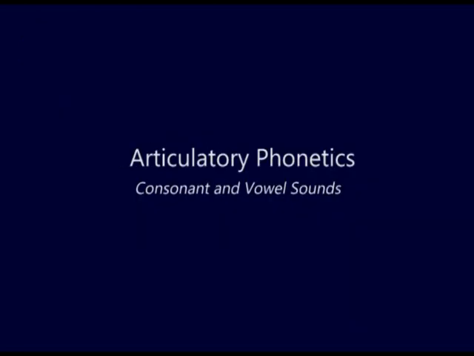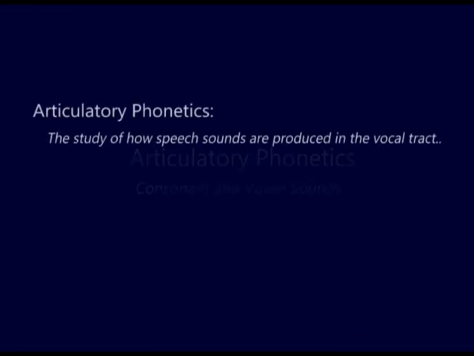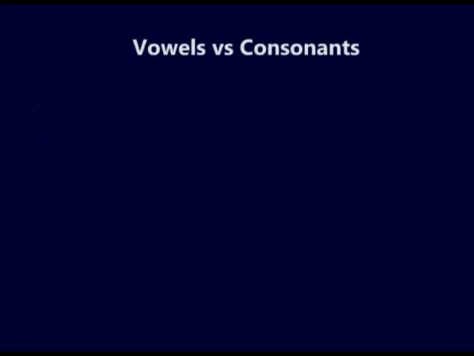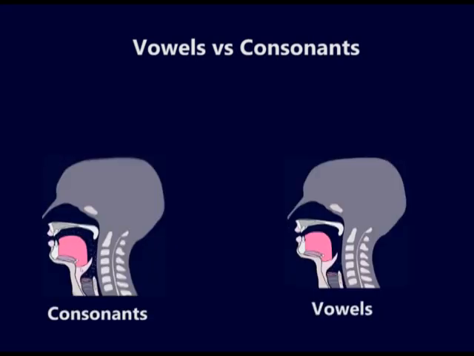Articulatory phonetics. This is the study of how speech sounds are produced in the vocal tract. All of our articulators in our vocal tracts must work in concert to produce just one speech sound. So, what's the difference between consonants and vowels, you might ask? Well, basically, consonants involve some constriction of airflow, whereas vowels do not.